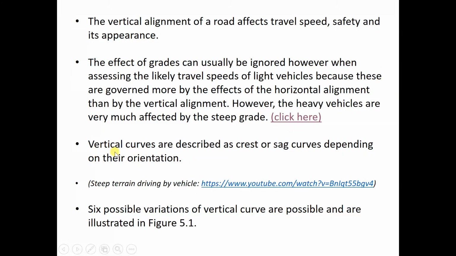So vertical curves are described as crest or sag curves depending on the orientation. The vertical curves are of two types. One is crest, the other is sag curves. Crest means they're going up and going down. Sag is going down and going up. We'll look at it later on. This one, I'm not going to open up the YouTube. You can look at it in your own time.